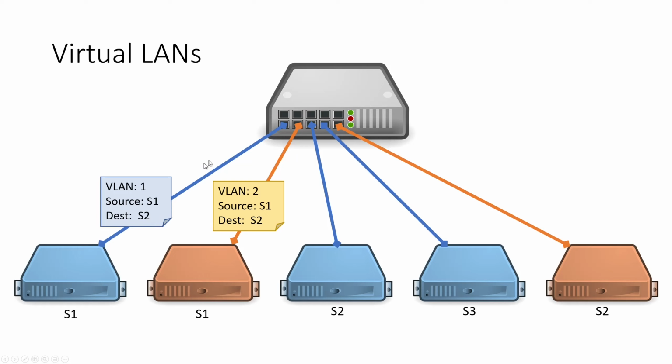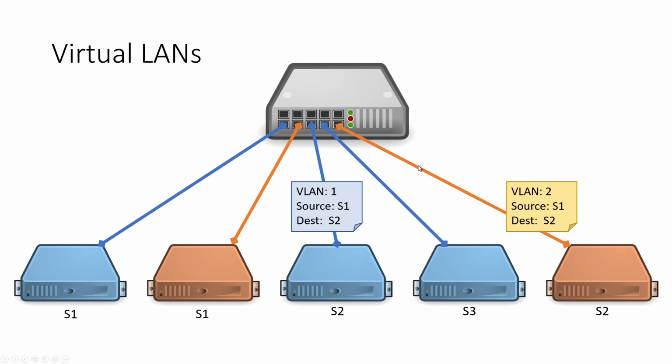These packets will arrive at the switch ports, and then the switch will see that the VLAN tags match the VLANs on the ports, and the switch will forward the packets to their destinations. The destination S2 on VLAN 1 is on this port, so this server will receive the packet, and destination S2 on the red VLAN is on this port, so S2 will also receive this packet. So there's no confusion on which server will receive which packet.